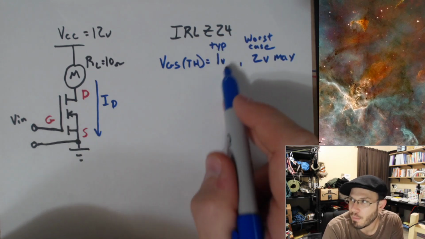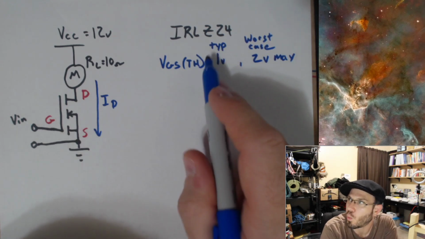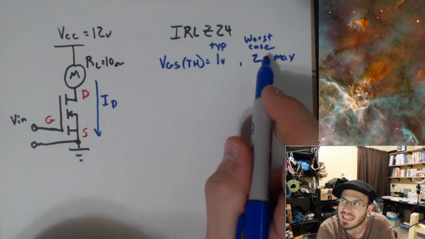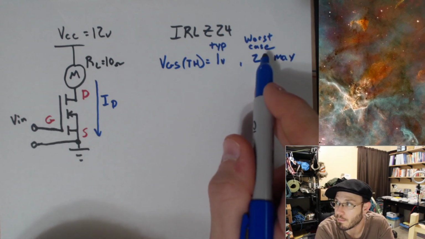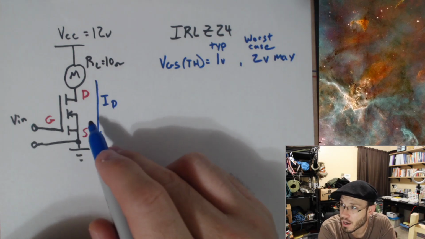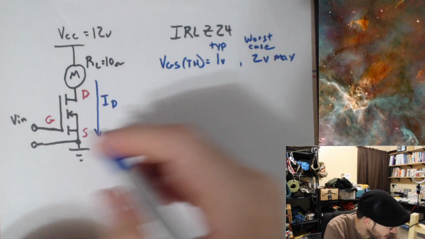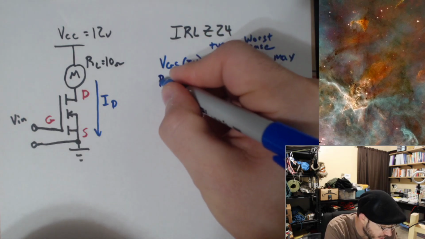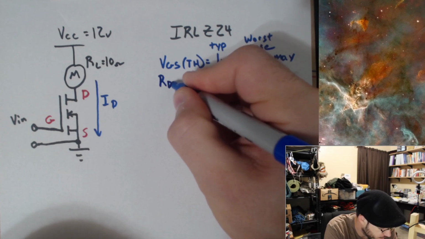But under most operating conditions, you can expect 1 volt. But if I saw this in the datasheet, I would design and make sure that I'm always above 2 volts whenever I need this guy to be on. Okay, so that's VGSTH. We also are going to need an RDS on value.